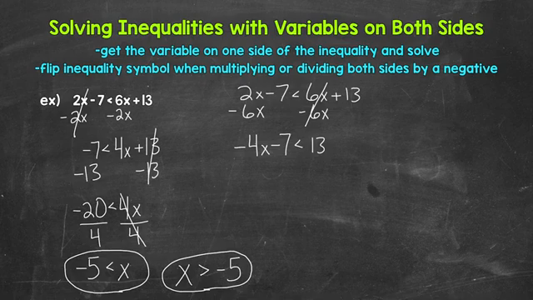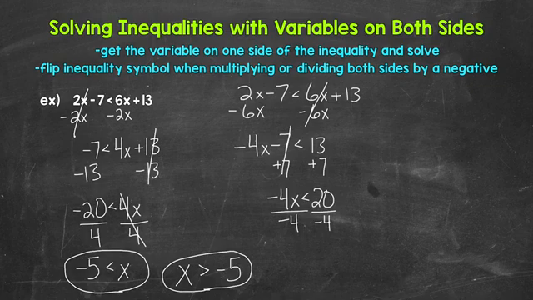Let's undo the subtraction next using the inverse operation addition. So add 7 to both sides. These cancel each other out, so we are left with negative 4x is less than, and then on the right side, 13 plus 7 gives us 20. Now we have negative 4x is less than 20. So we need to undo that multiplication by using the inverse operation, division. So divide the left side by negative 4. That means we need to divide the right side by negative 4.